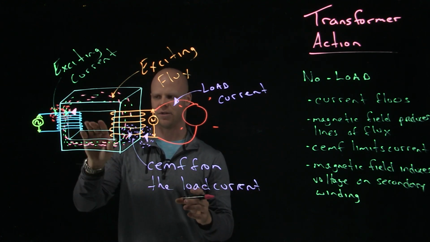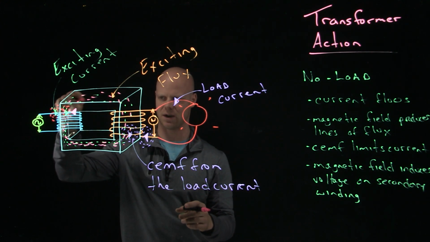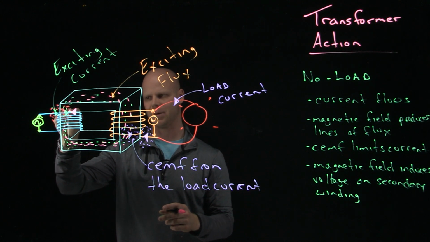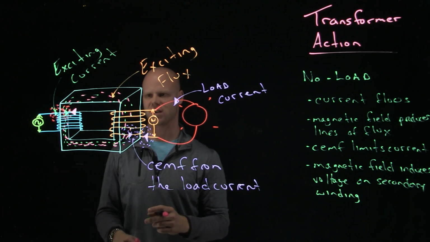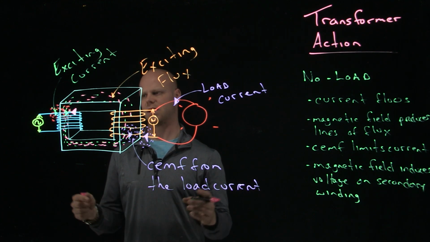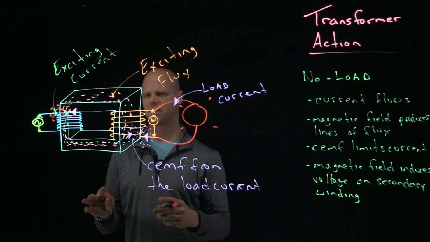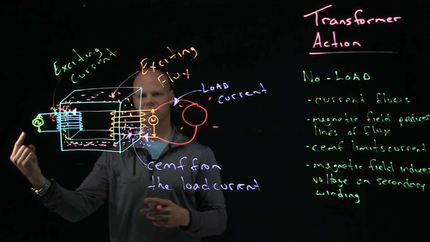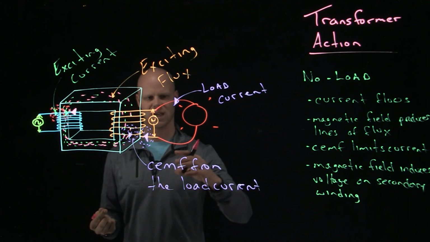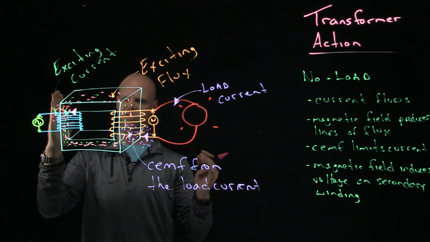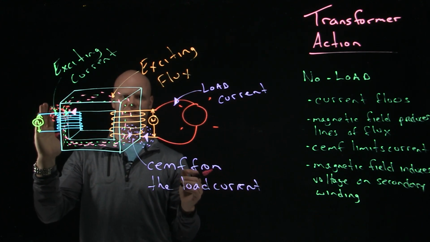So if we remember, that magnetic field, that counter EMF that was existing from the source was what was limiting current on the primary side. So if I reduce that magnetic field, if I reduce that counter EMF, I'm going to have an increase in current on the primary side as well. So this is how we get that increase of current on the primary side, and we see it's directly proportional to the increase of current on the secondary side.